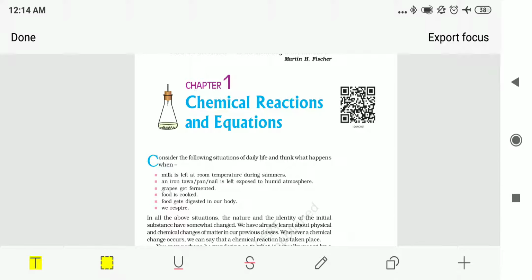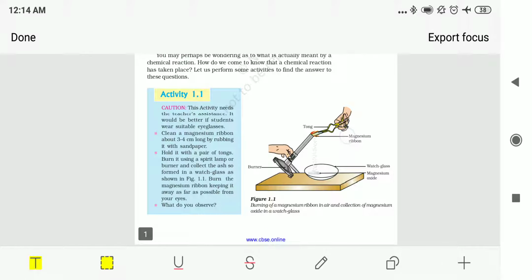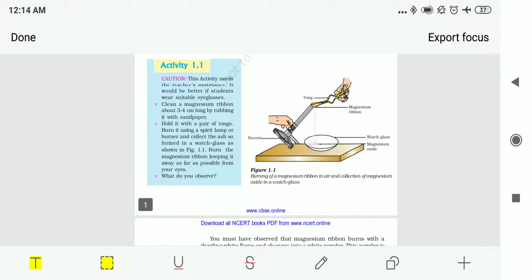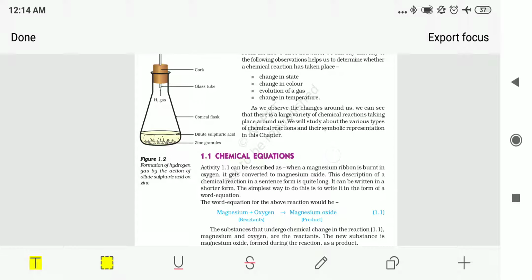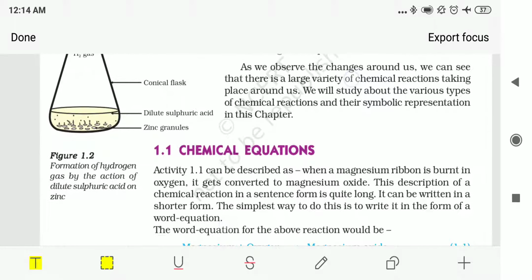Hello students. In the last class we started with our first chapter of chemistry, that is chemical reactions and equations, and we did activity number 1.1, 1.2 and 1.3. Today we will proceed with the chapter, and today our topic is chemical equations.